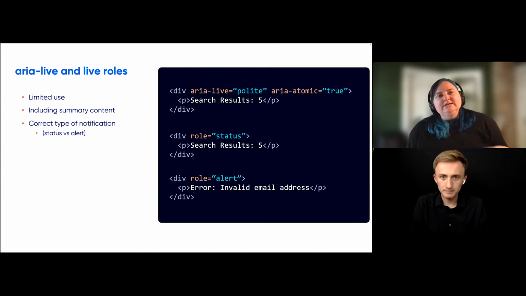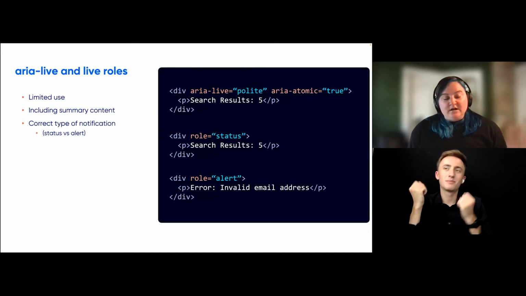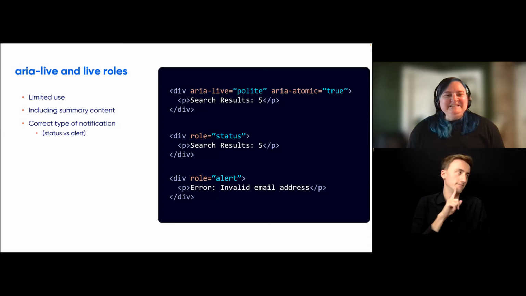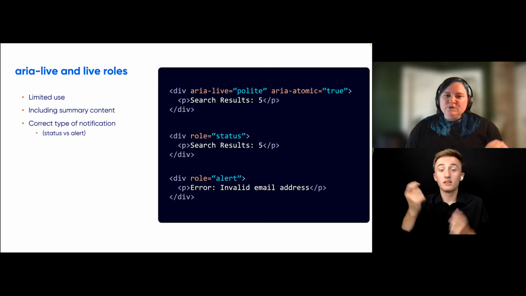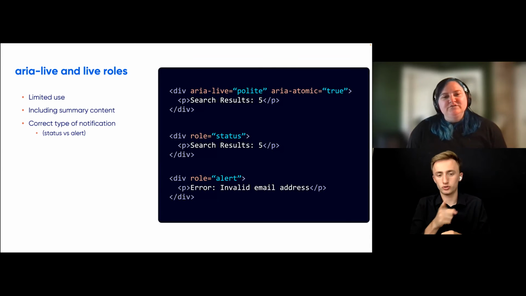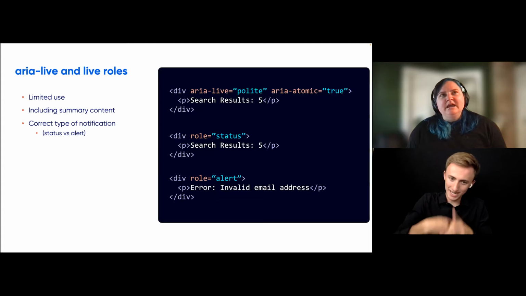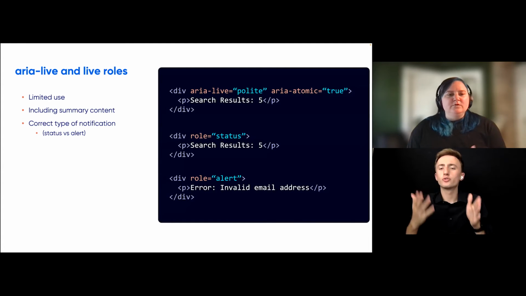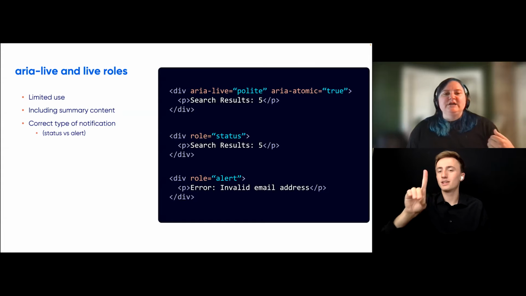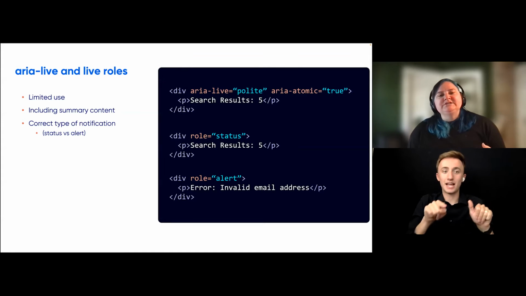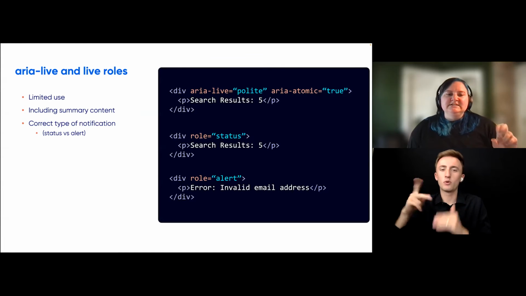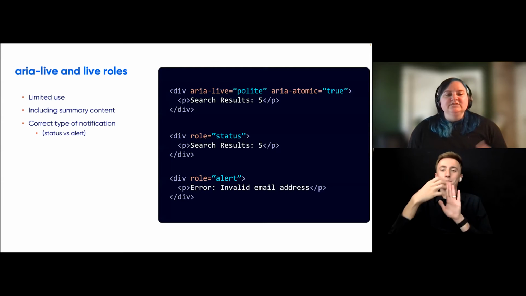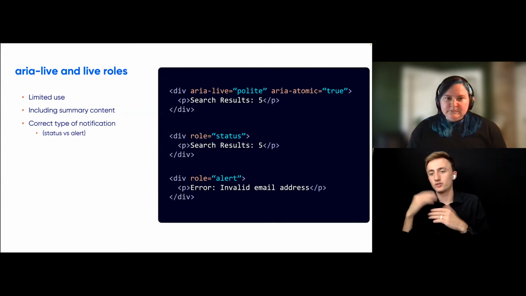This is an important one because there's a lot of confusion around ARIA Live in general. Totally understandable, by the way. However, I want to make sure we're using the right type of notification for the user because they have different outcomes for the user. Our first example in code here is a div that has ARIA-live set to polite and ARIA-atomic is set to true. And that is a div that wraps a paragraph in this case. The paragraph says search results: 5.